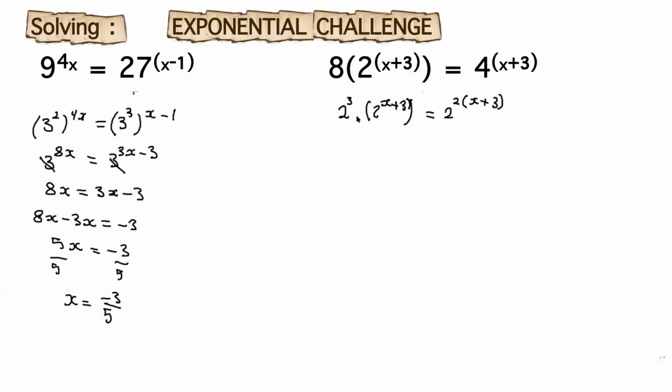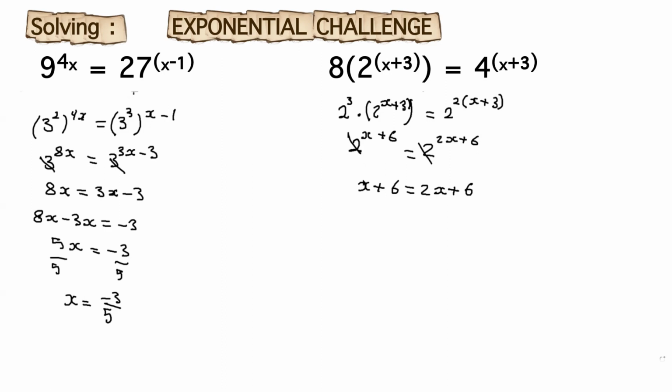Now, the left side of the equation, since we have the same base, we can add the exponents. So we'll have 2 to the power of x plus 6 equals 2 to the power of, and we distribute here, so we have 2x plus 6. Now equate the exponents, cancel the bases, and we will have x plus 6 equals 2x plus 6.